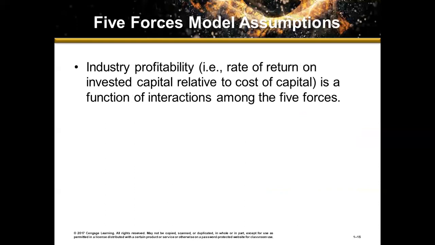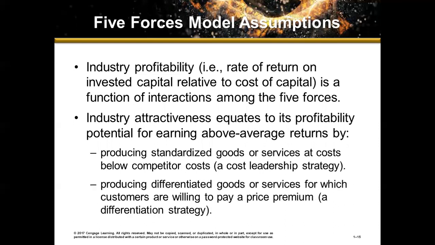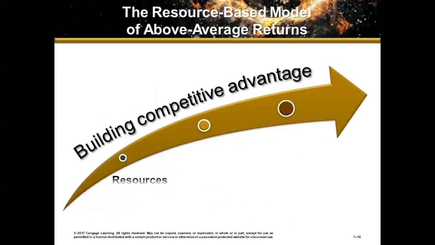Now, we have here the 5 forces model assumptions. There is this industry profitability. For example, the rate of return on invested capital relative to cost of capital is a function of interactions among the 5 forces. Industry attractiveness equates to its profitability potential for earning above average returns by producing standardized goods or services at costs below competitor costs, or what we call a cost leadership strategy. Producing differentiated goods or services for which customers are willing to pay a price premium, a differentiation strategy.